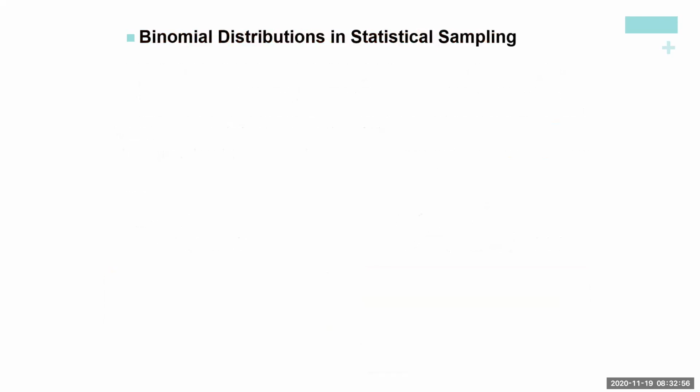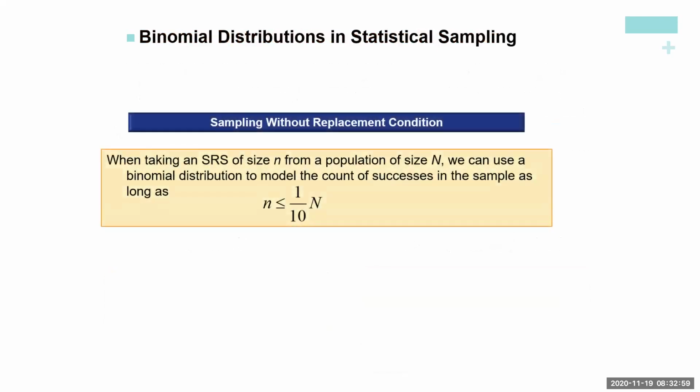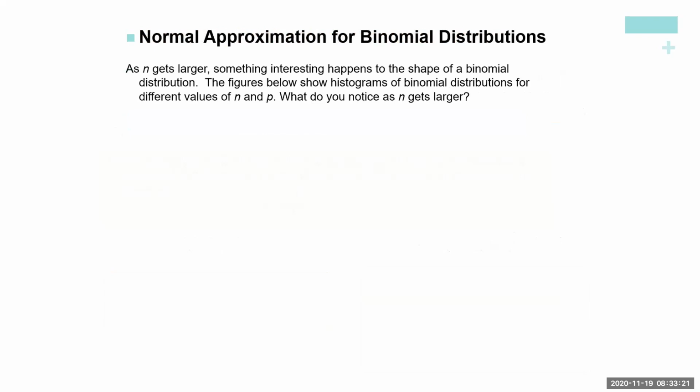So when taking an SRS of size n from a population, we can use the binomial distribution to model the count of successes in the sample as long as n is less than or equal to 1/10 of our population size. Again, you can't have a sample that is almost your population, otherwise certain parameters won't exist. We call that our 10% rule. So as n gets larger, something interesting happens to the shape of the binomial distribution. The figures below show histograms of binomial distributions for different values of n and p. So what do you notice as n gets larger?